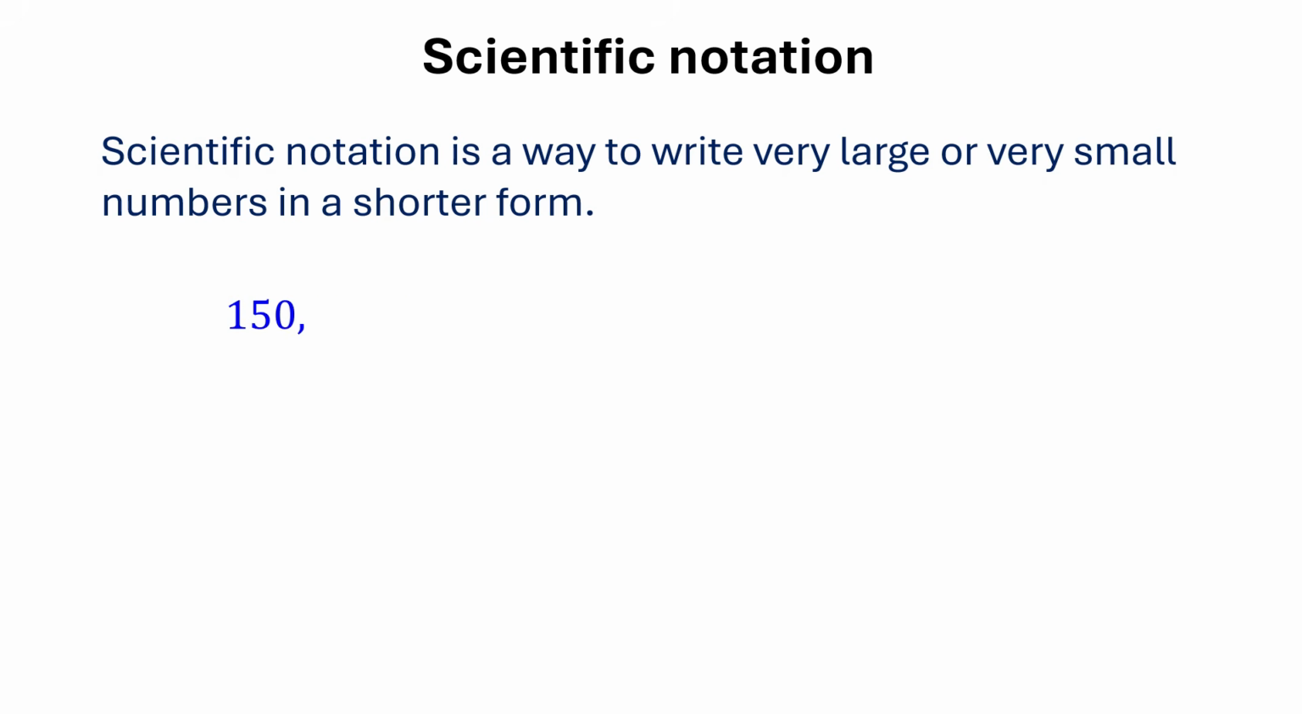For instance, the distance from Earth to the Sun is about 150 million kilometers. That's a huge number, and it's full of zeros. But in scientific notation, we can write it as 1.5 times 10 to the 8th power.